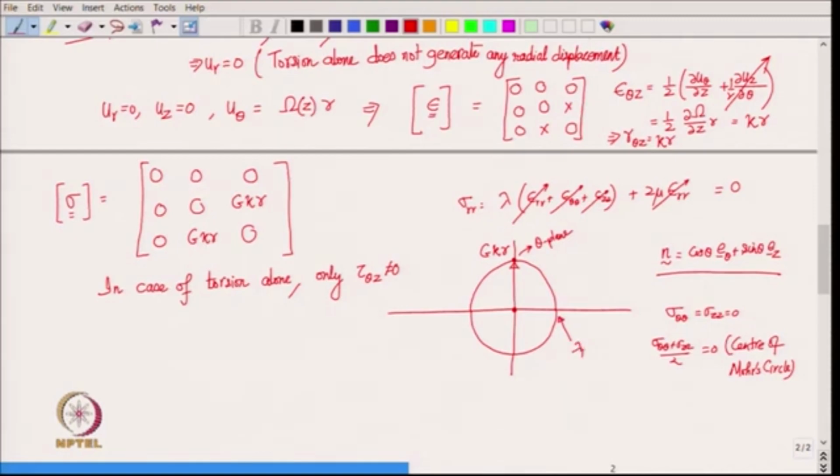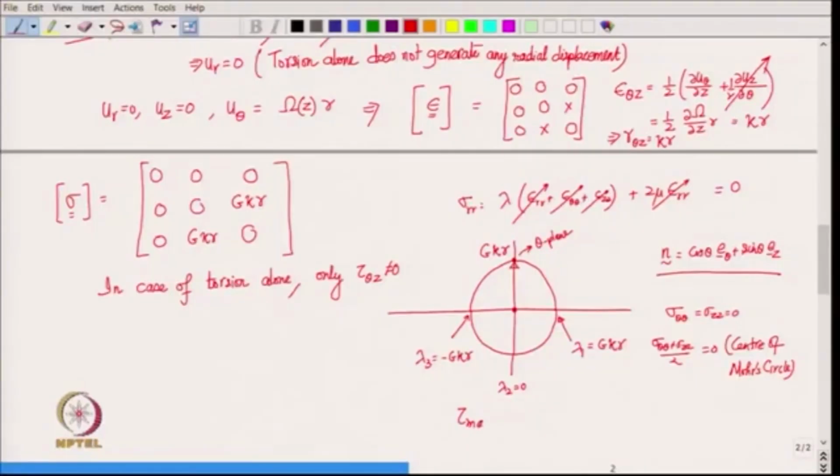So, this becomes your lambda 1, which is also equal to the radius, which in this case is simply G k into r, correct. Likewise, this is minus G k into r. So, this would be lambda 3, the smallest one, and lambda 2 is 0, because we know that one of the principal stress components is 0 here, right. On the E r plane, the normal component of traction is 0. So, lambda 2 is now 0.